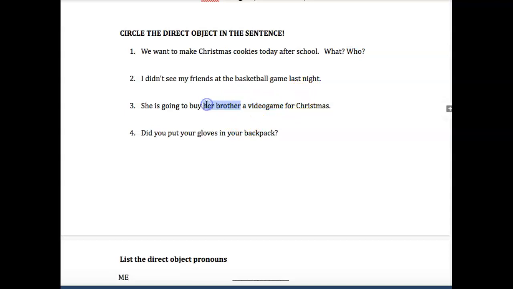Her brother, that's the indirect object. She's buying it for him. That was from earlier on. The thing that we're worried about is this. She is going to buy it for Christmas. So a video game. Did you put your gloves in your backpack? Put is your verb. Put what?